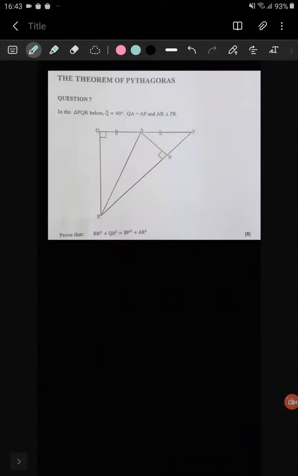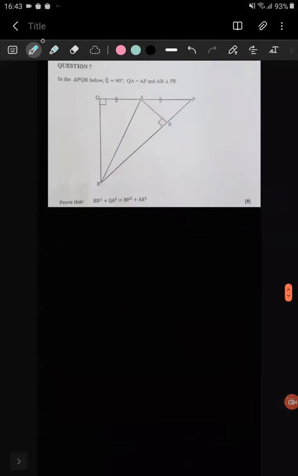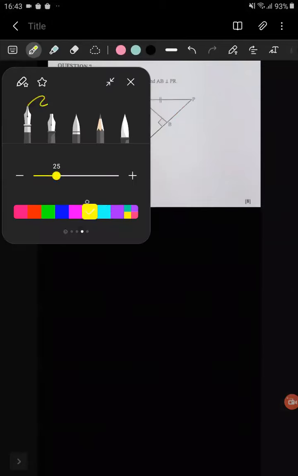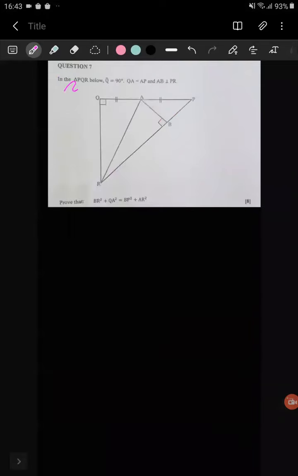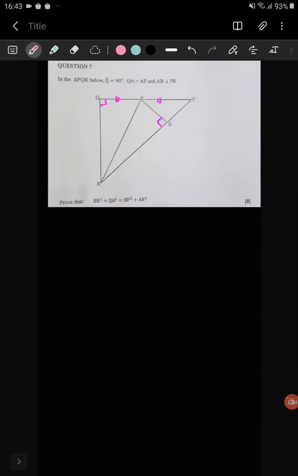Anyway, so with this question, right? I mean, this was my first attempt. Let's not go there. It was horrible. But anyways, I'm gonna keep it simple this time. It says here below PQR, we have Q as 90. We have QA being equal to PA. And then it says AB is perpendicular to PR, right? There we go. Now, the big idea here is that we just need to keep in mind the following.